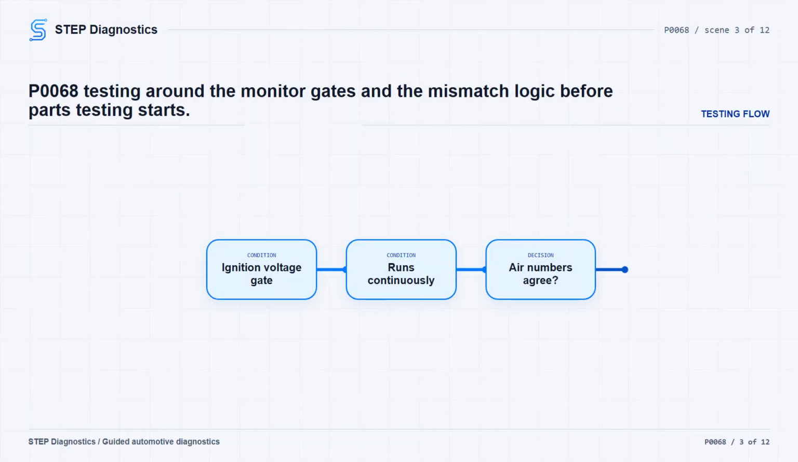This monitor is not a key-on-only check. For P0068, the engine speed gate is greater than 800 RPM, ignition voltage is greater than 6.4 volts, and once those gates are met, the check runs continuously. The setting logic is based on the MAF and MAP values not matching the calculated airflow based on throttle position. So before condemning anything, keep the code logic in mind. This is a correlation problem between air measurement, manifold pressure, and throttle angle.